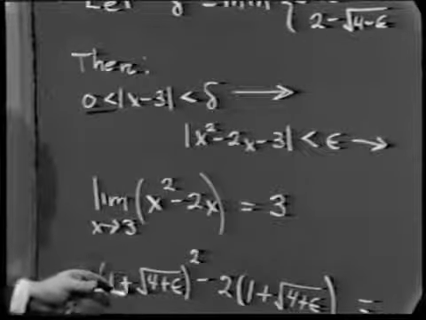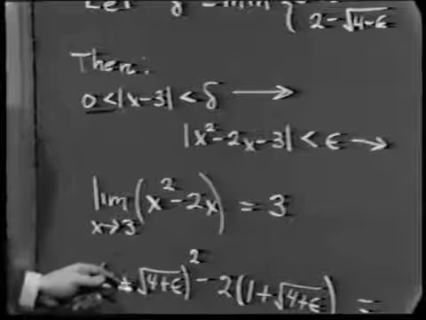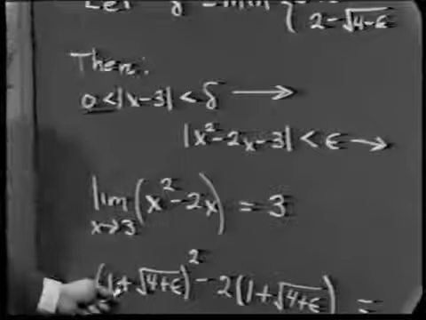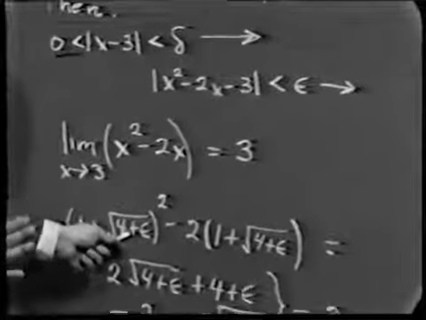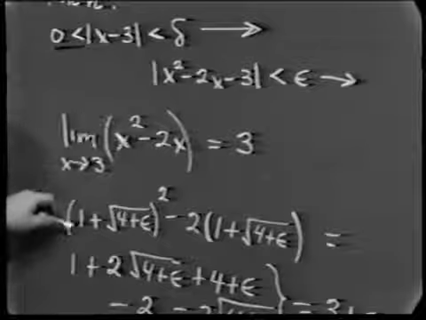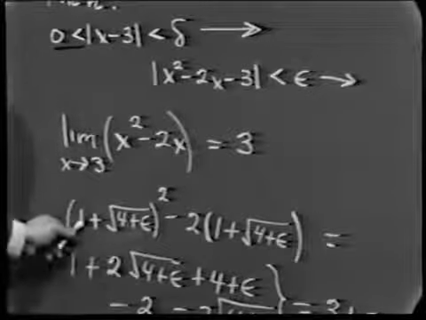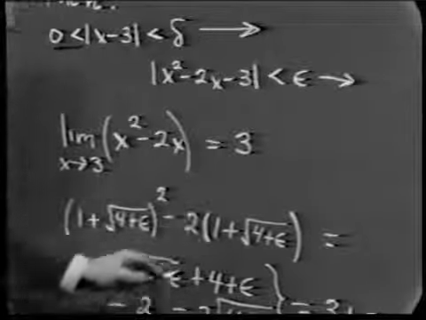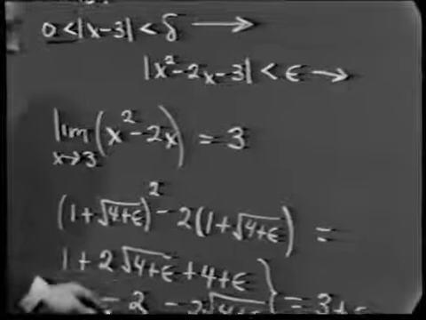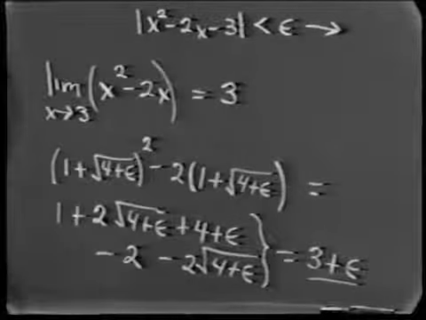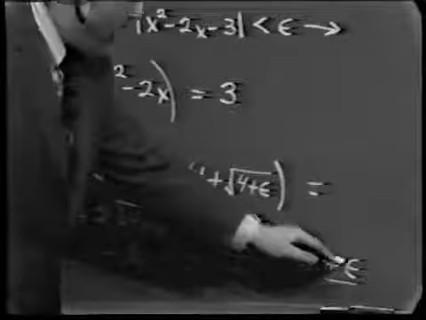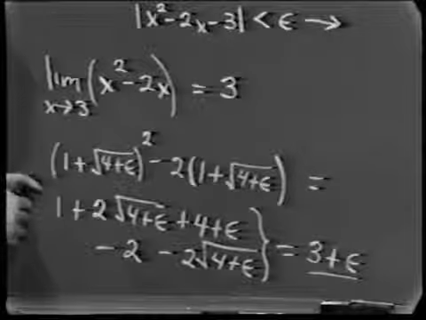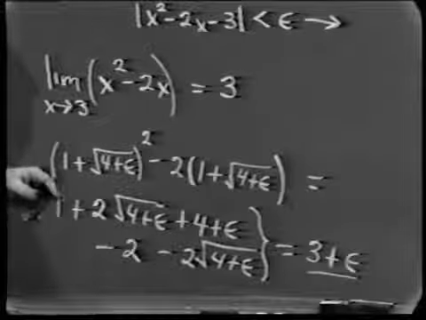For someone who wants more concrete evidence, I think all one has to do is, for example, take a number like 1 plus the square root of 4 plus epsilon. That is the widest point on our interval. And actually plug that in for x. And go through this computation of squaring 1 plus the square root of 4 plus epsilon, subtracting twice 1 plus the square root of 4 plus epsilon. Carry out that computation, and you get what? 3 plus epsilon. That using the upper extreme, you wind up with what? In excess of 3 by epsilon. Which, by the way, is exactly what's supposed to happen.